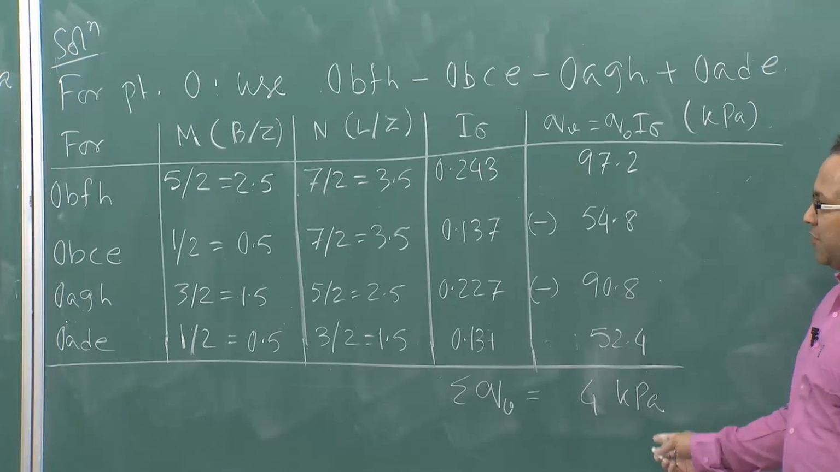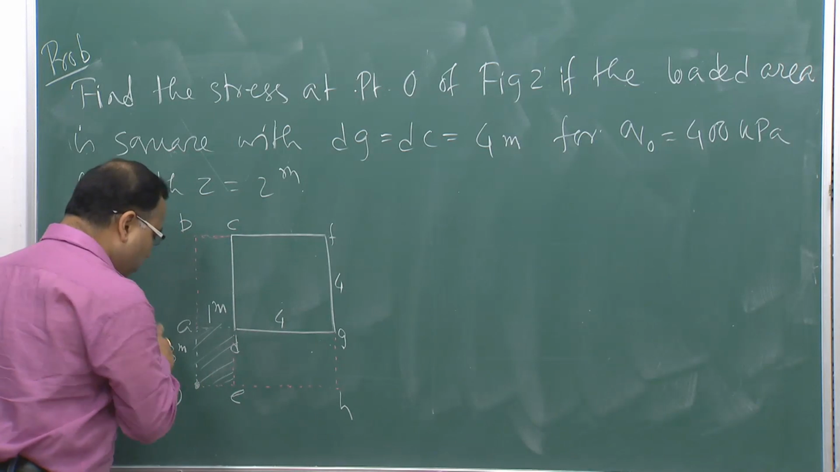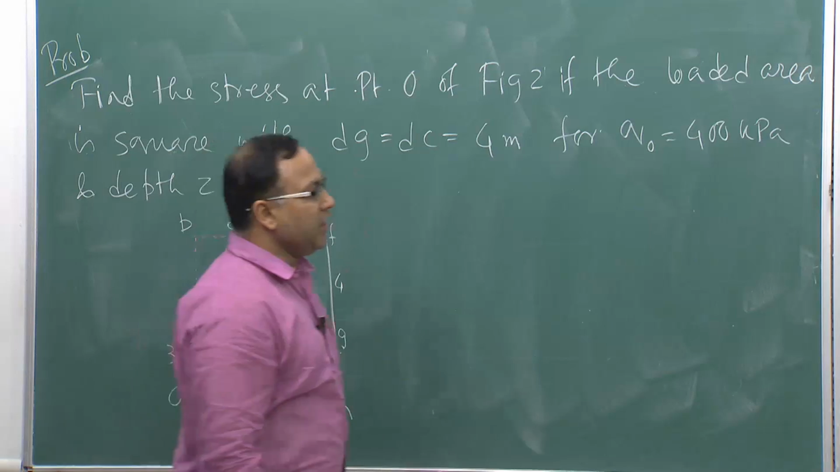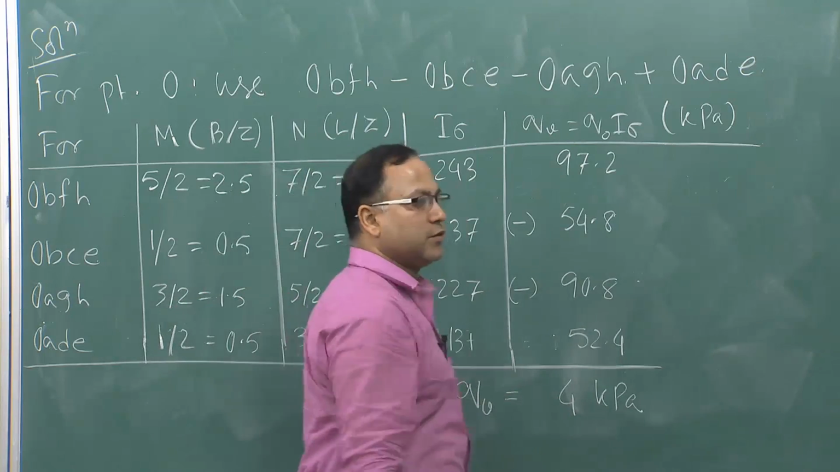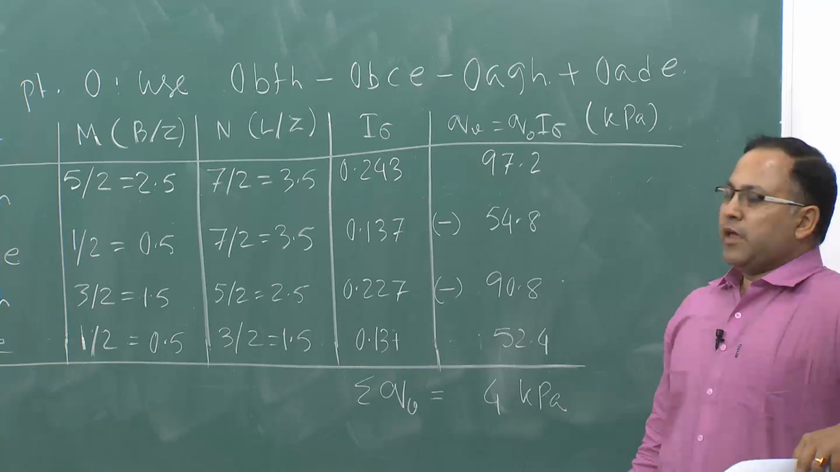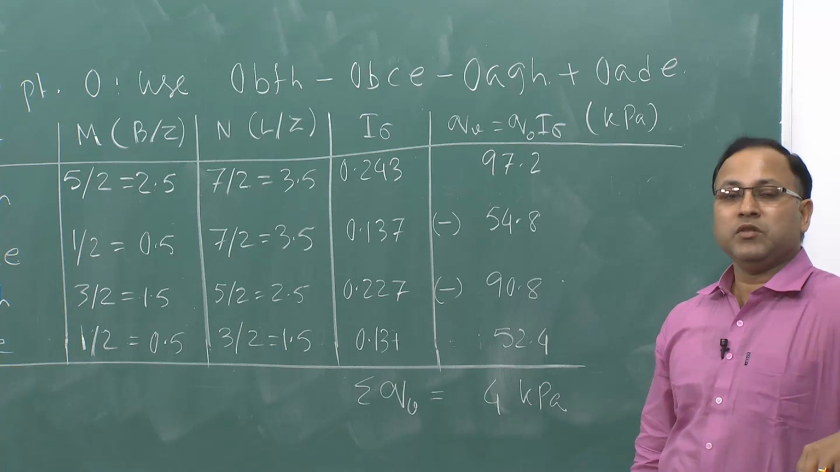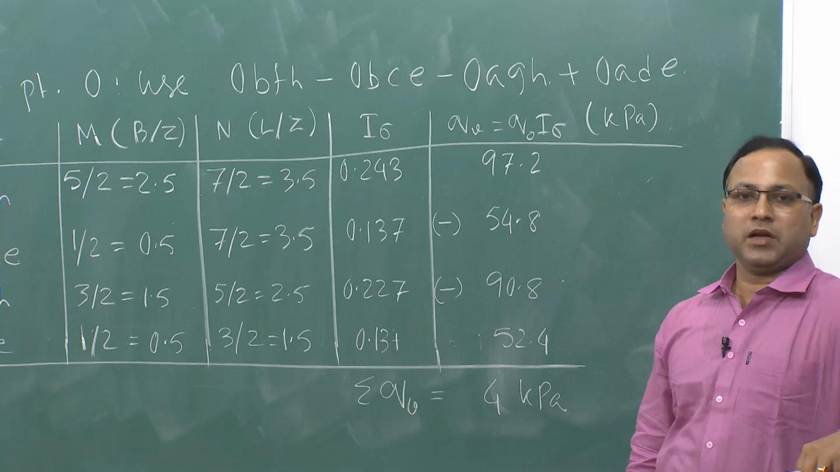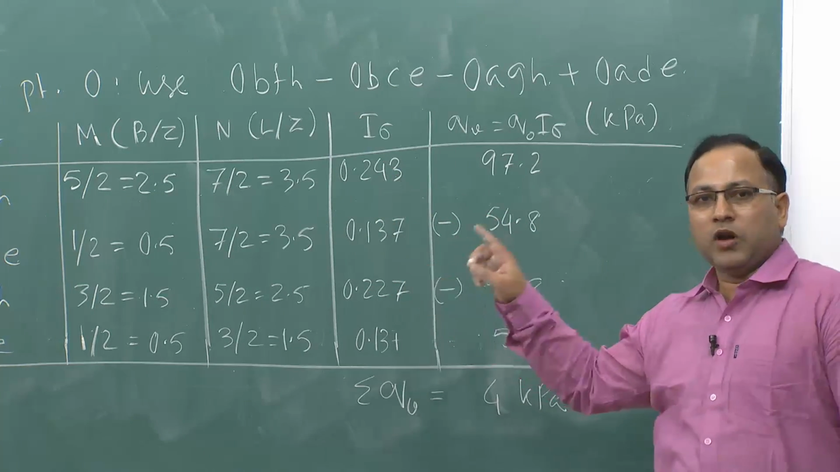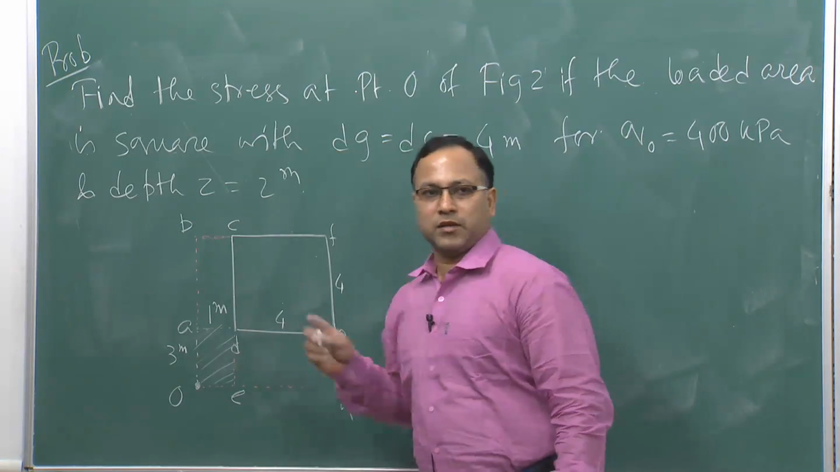Okay. So that means due to this loaded area, at point O, below the depth of 2 meter, you will be getting the stress as 4 kilopascal. So in this way you can find out the stress even if the point is not within the loaded area. In that way you can find out the stress anywhere, the only thing is that you have to discretize the problem in a more intelligent way.